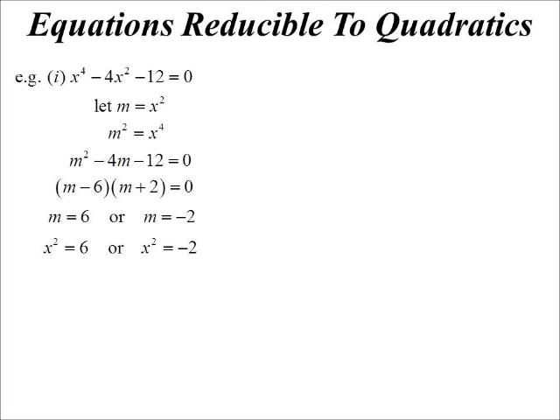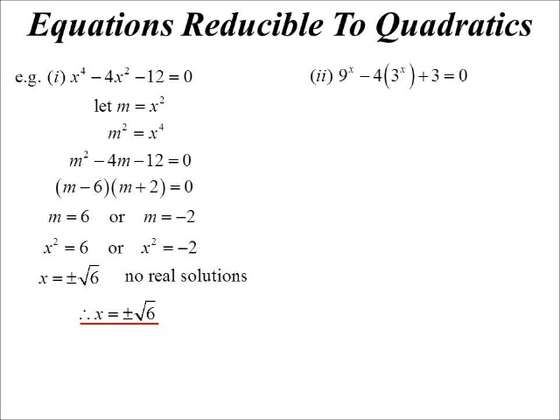I suppose the main thing is coming down to these possible answers. So if x squared is 6, x of course is plus or minus root 6. x squared is negative 2. Well, that doesn't have any real solutions. So the only solutions for this one, x equals plus or minus the square root of 6.